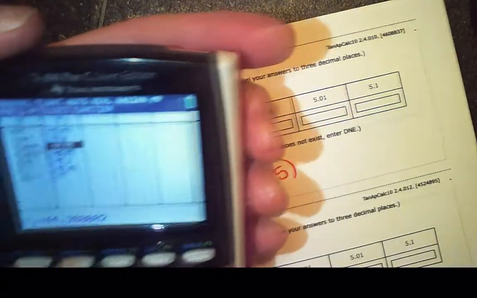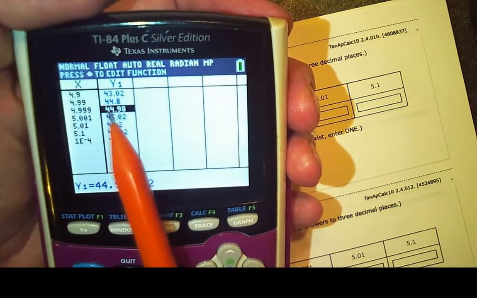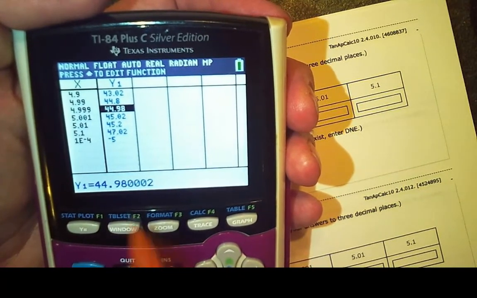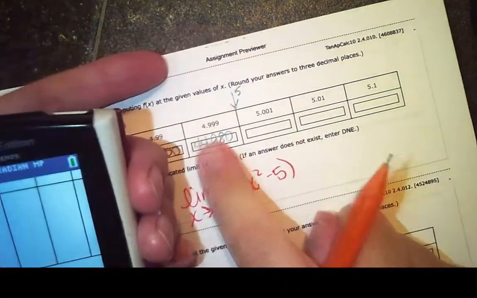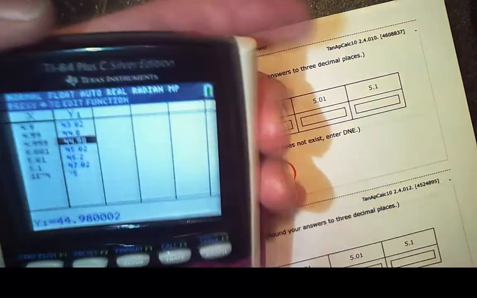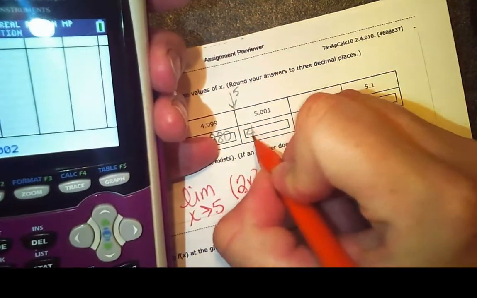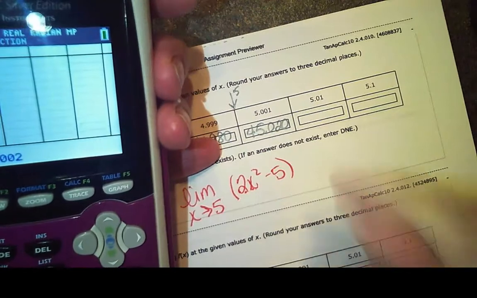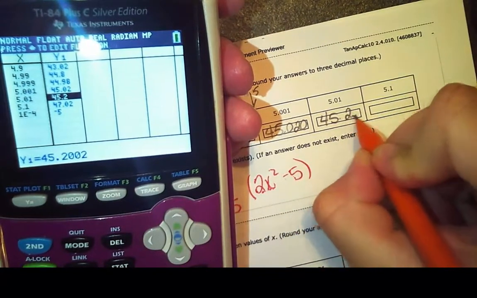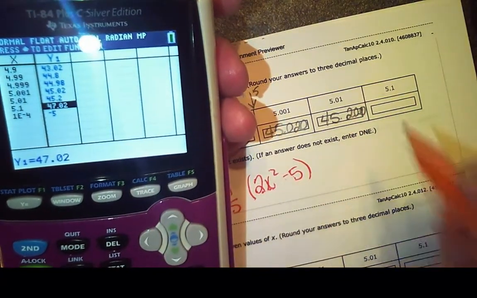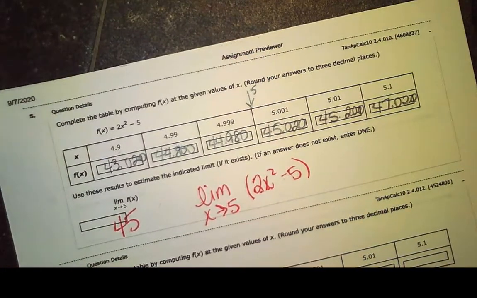Drop down further. Now, what Y value are you creeping up to? I was at 43, now I'm at 44. I'm pretty dang close to 45. So this is going to be 44.980. Now hop on over to the other side of 5, and I'm going to get 45.020. Drop it down here, and I get 45.200. And then finally, I get 47.020.